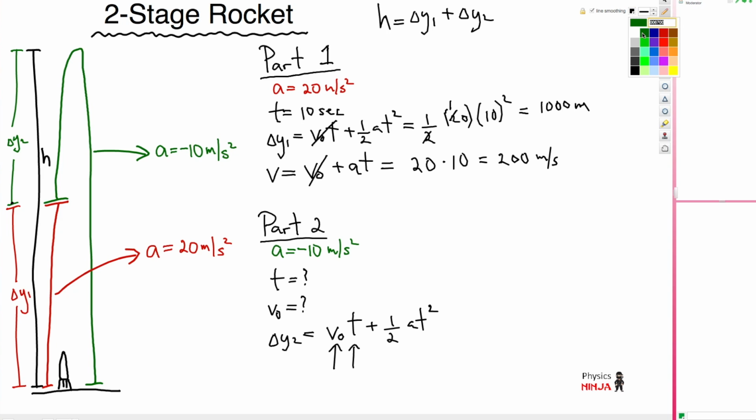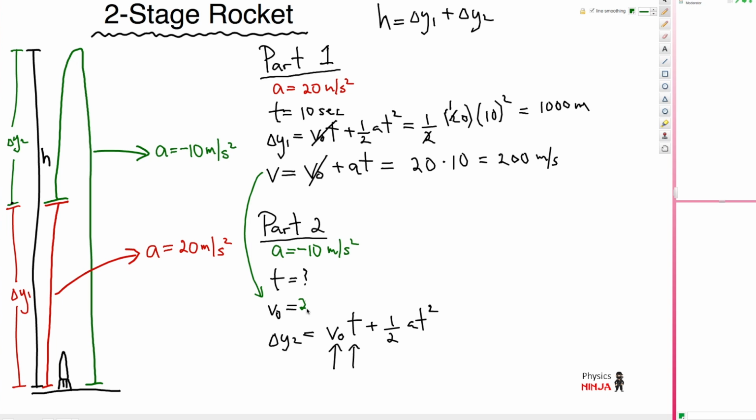Okay, so that's the key to this problem here: this final velocity becomes the initial velocity for this problem. So let's erase this and just write down that variable since we know the value.